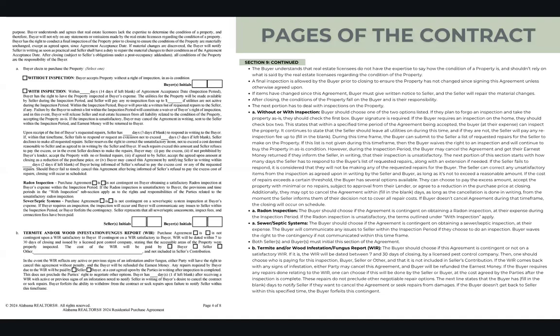So there is a radon inspection option that the buyer can choose, as well as the sewer septic system, and then the termite or wood infestation fungus report. So if that is a concern, the buyer can certainly get those and add those into the contingency section.